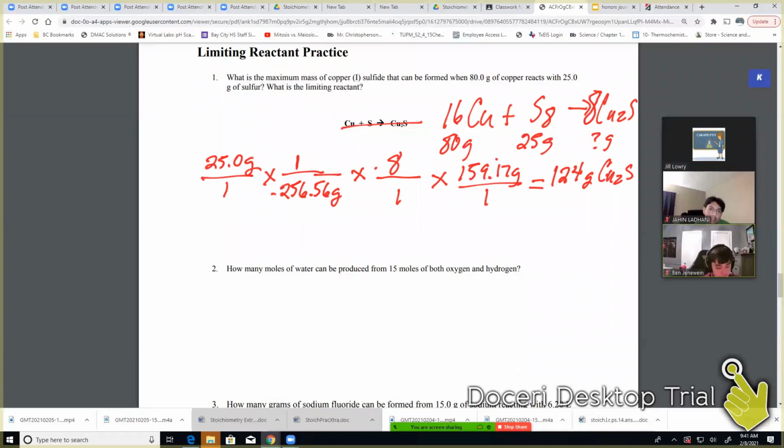All right. And then I'm going to do my other one. I'm going to start with 80 grams of copper over one. And copper just straight off the periodic table. So I'm going to do one over its molar mass. Next step would be mole to mole ratio. So I have 16 moles of copper for every 8 moles of my unknown, of my product. And then my last conversion factor is my molar mass of my unknown, which I've already used right here, 159.17 grams over one.